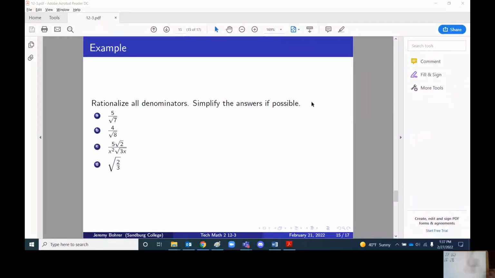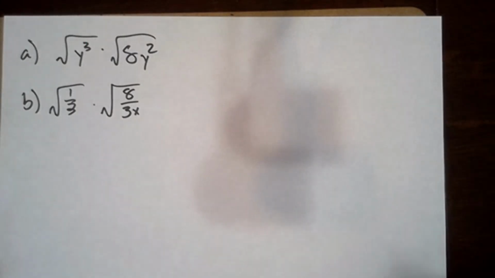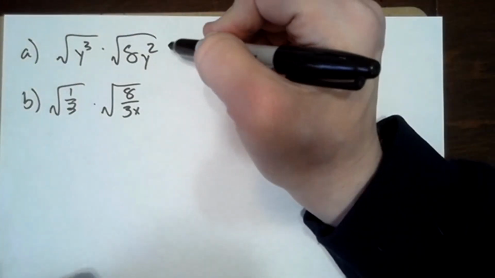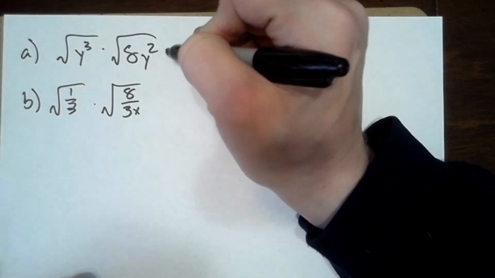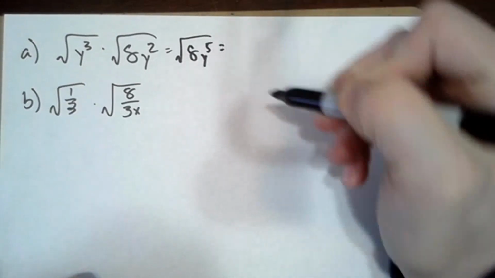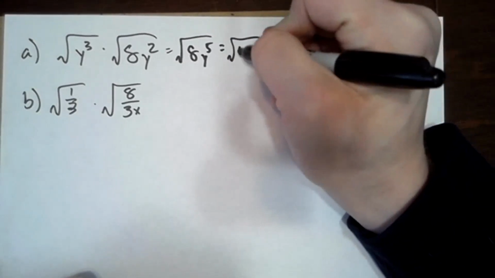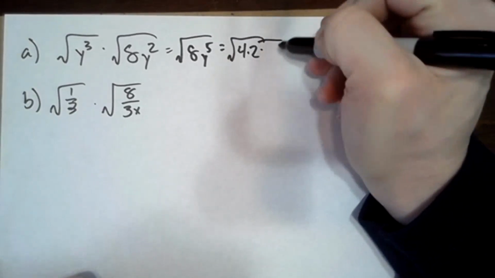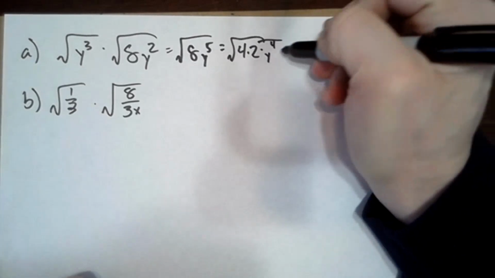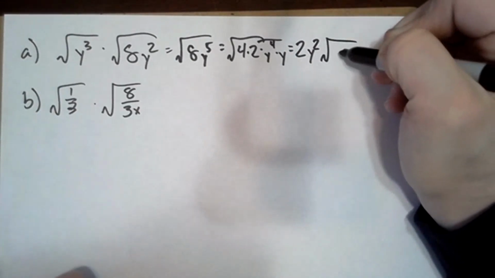I believe this is the last page. We just want to perform these operations and simplify if possible. So we start with the square root of y cubed times 8 times the square root of 8 times y squared. Well, that's going to be the square root of 8y to the 5th. And of course, we can simplify this because that's the same as the square root of 4 times 2 times y to the 4th times y. So that gives us 2y squared times the square root of 2y.